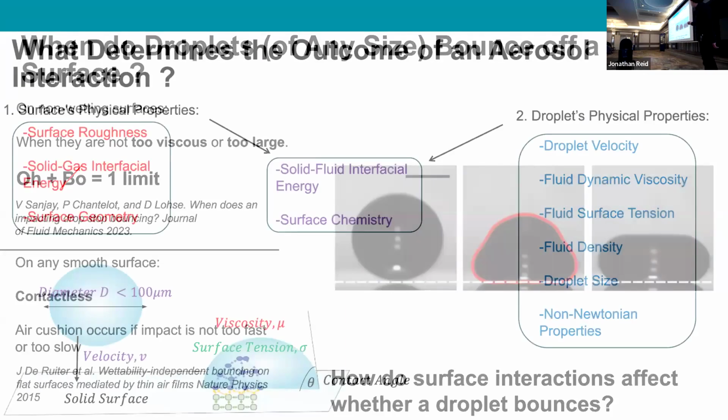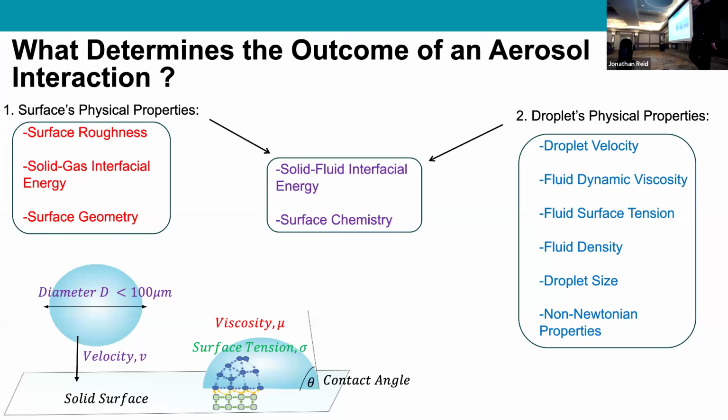So what do we need to know to be able to consider this problem? Well, we need to think of all the variables at play: things to do with our surface and things to do with our fluid. For our surface, we have interfacial energy, roughness, geometry, and interactions with the fluid. And the fluid has inertia, surface tension, viscosity, etc.